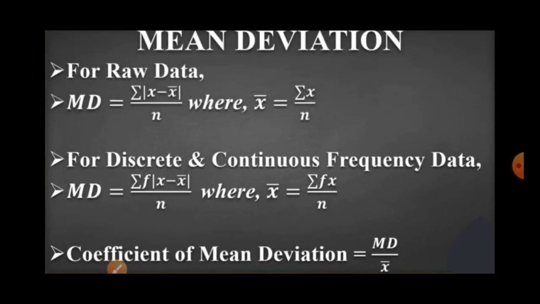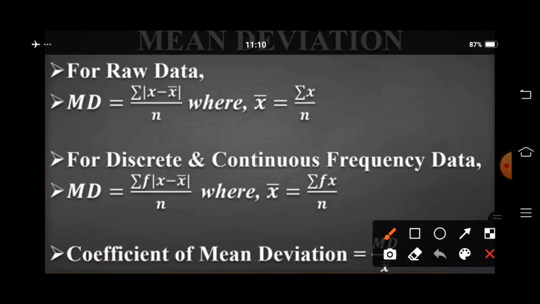For raw data, the mean of the absolute deviations of the observations of a data from its mean is called mean deviation, and it is denoted by MD. MD = sigma absolute value of x minus x bar, divided by n. Here first you have to find x bar. You very well know the formula of mean: x bar equals sigma x upon n.